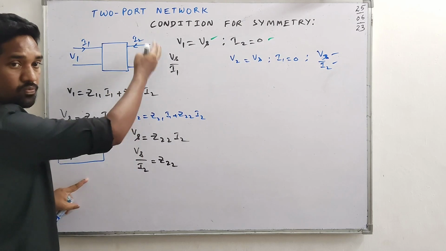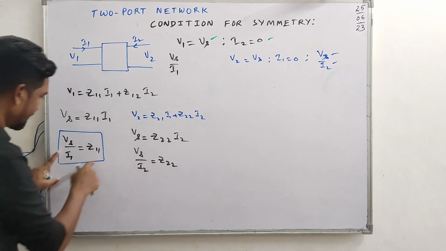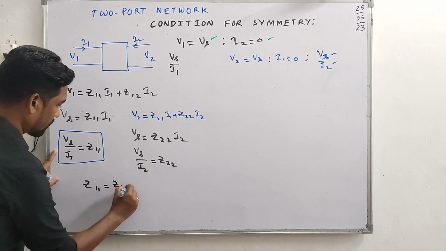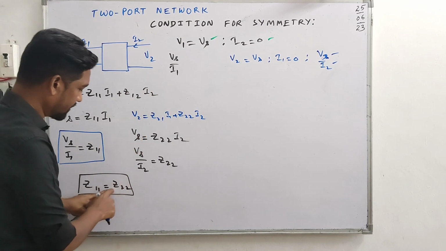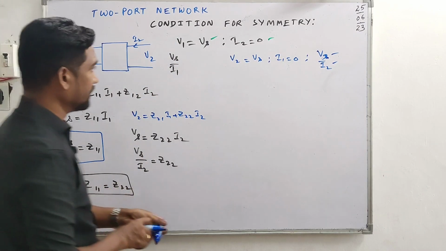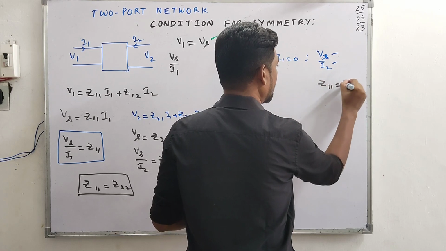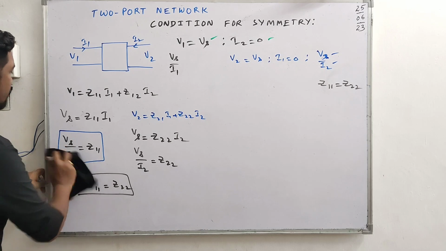For the two-port network to be symmetrical, these two should be equal, in the sense that Z11 should be equal to Z22. This is the condition in terms of Z parameters for a two-port network to be symmetrical: Z11 equals Z22.